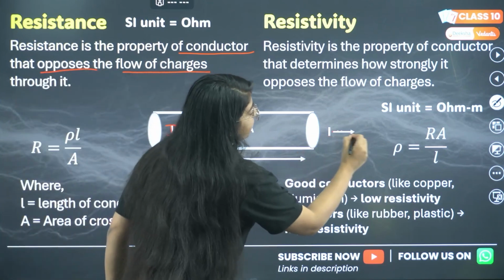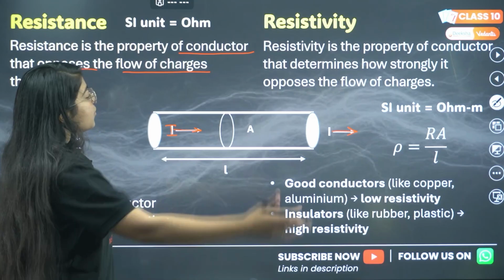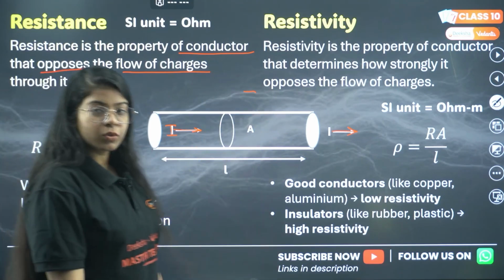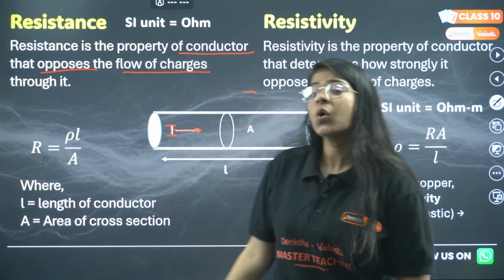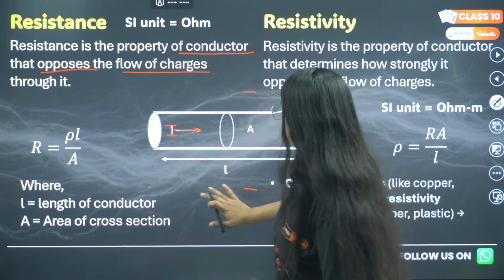So the current is traveling in this direction and the resistance will oppose the flow of charges through the conductor. Now, what is the formula for resistance? Let me show you this thing first.